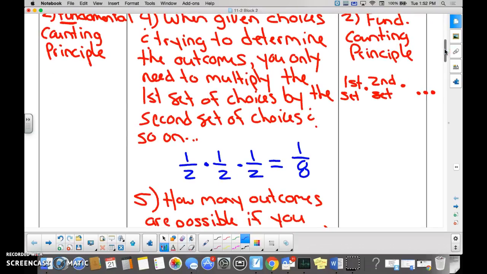Can you imagine if you did 2 times 2 times 2 and got 6, how frustrated you would be on your MCA test or your NWA test or any test if you got the fundamental counting principle idea correct, but you couldn't multiply 2 times 2 times 2. Wouldn't that be a bummer? Yeah, so be careful. Always double check your work.